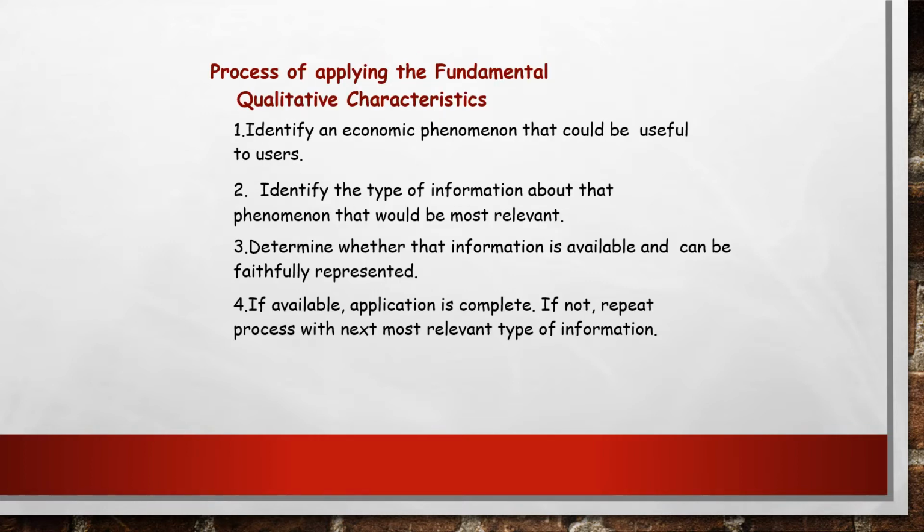So how do we apply the fundamental qualitative characteristics? This is the process. First, we identify an economic phenomenon that could be useful to users. Let's say that is a sale. Second, we identify the type of information about that phenomenon that would be most relevant, like what is being sold, how much is being sold, and to whom. Number three, determine whether that information is available and can be faithfully represented. Is the information on the sale transaction available, and can it be faithfully represented? The amount, is there any evidence that we can use to document the transaction? Number four, if available, the application is complete. If not, then repeat the process with the next most relevant type of information.